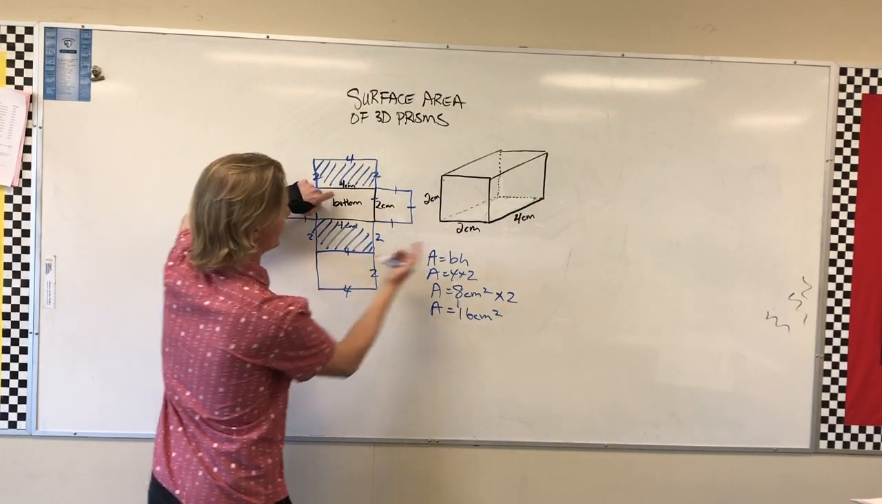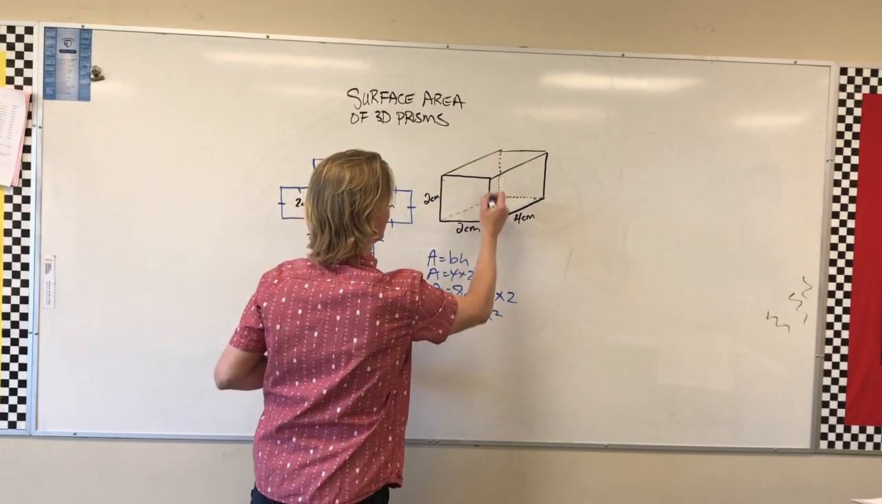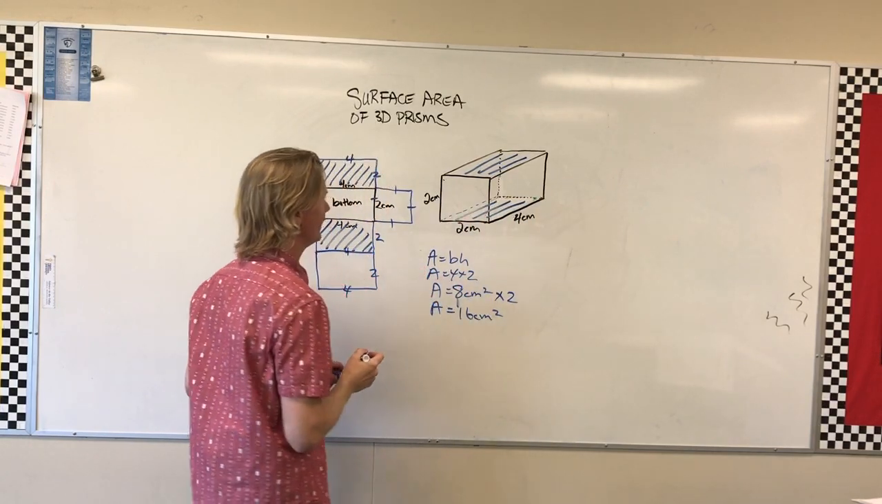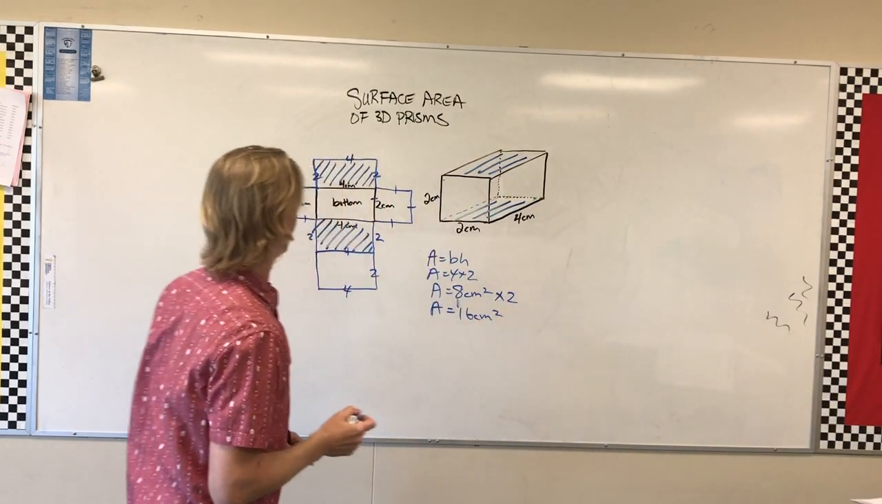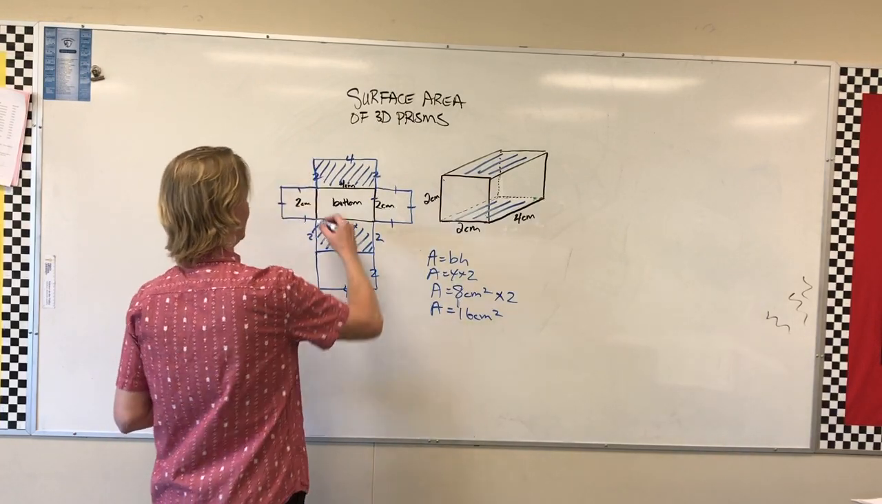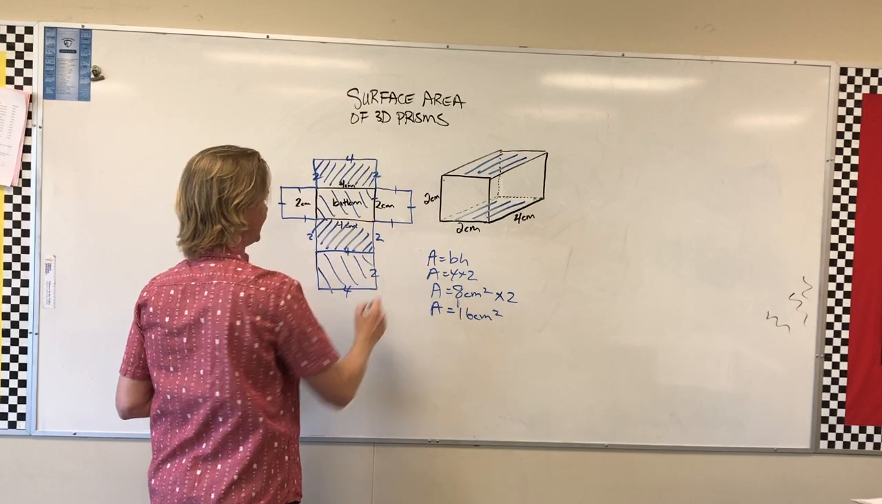How about the top and bottom? So the bottom and top. I've got the front and back. Now I'm looking for the top here and the bottom here, okay? And that is another 2 by 4 rectangle. Same thing, exactly same. So we can set up the formula just the same way. And the bottom and the top are both 8 square centimeters.